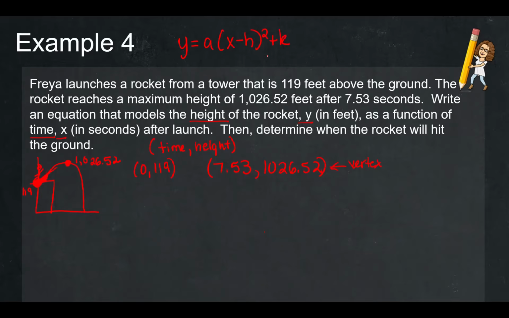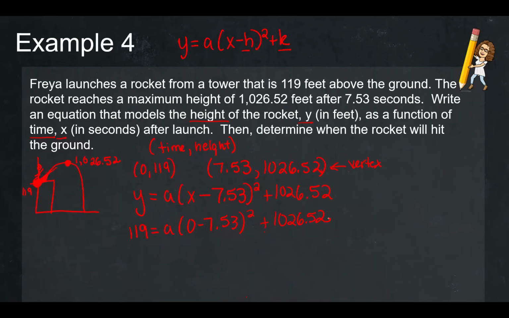So this is what I'm trying to do. I'm going to plug my vertex in for my h and my k. So y equals a(x minus 7.53) squared plus 1026.52. Let's plug in our ordered pair (0, 119). So 119 equals a(0 minus 7.53) squared plus 1026.52.